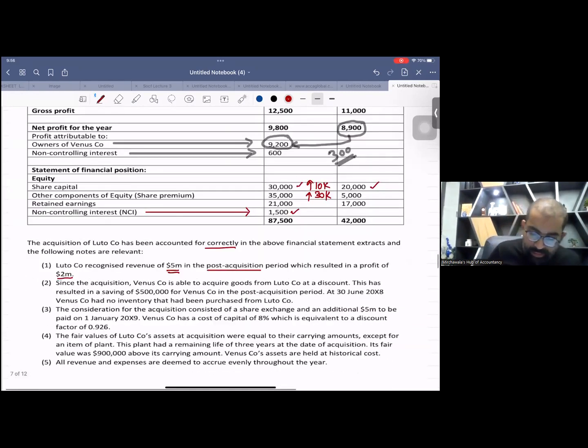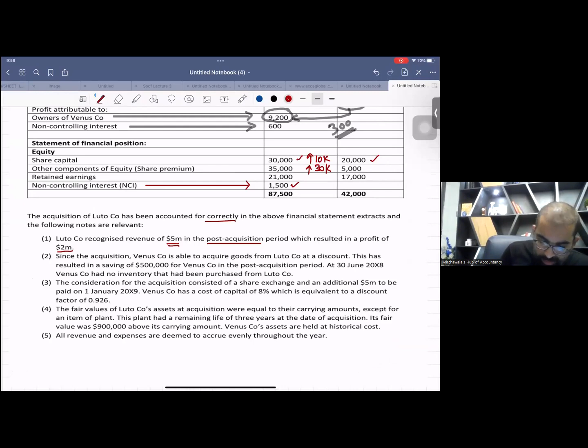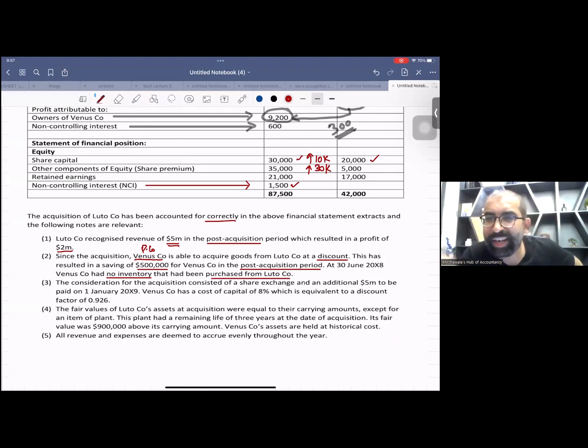Next thing, since the acquisition of Venus company, Venus is P company, Venus means P company, is able to acquire goods from Luto company at a discount. This has resulted in a saving of 500,000 for Venus company in the post acquisition period. Now at 30th June X8, Venus had no inventory that had been purchased from Luto company. That means no unrealized profit. What does it mean?